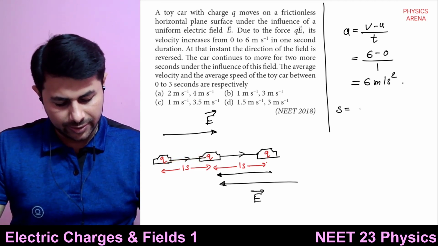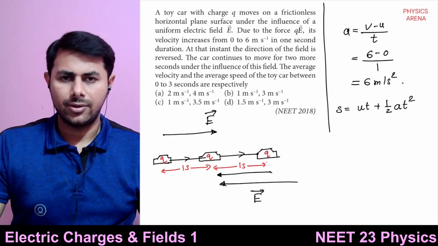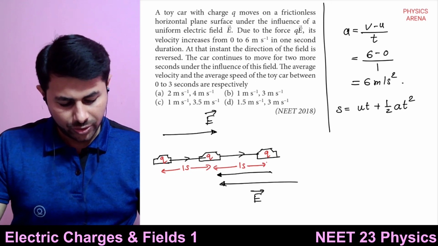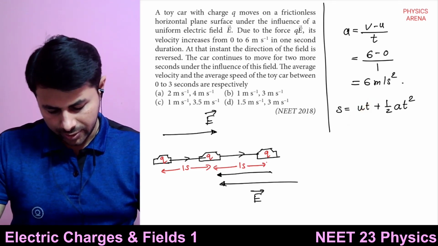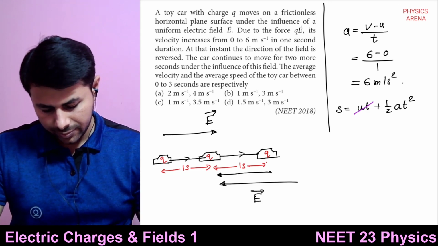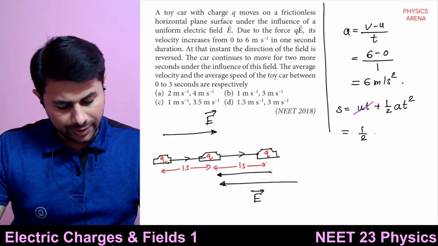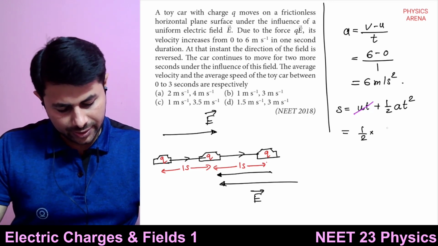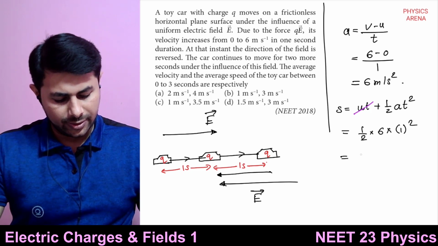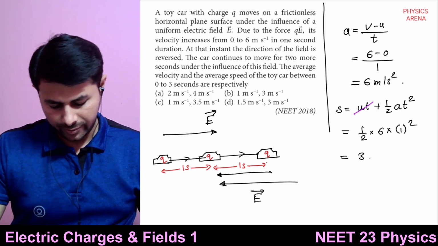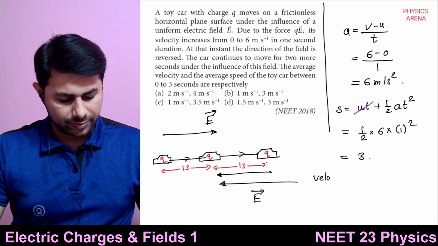So it is s equal to ut plus half at square, right? It starts with 0 velocity, so this thing is 0. And this is equal to half of a, acceleration is 6, multiplied by t square, t is 1, so it is 3. Okay, so how much is velocity now?